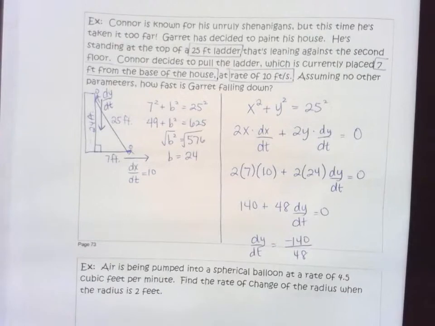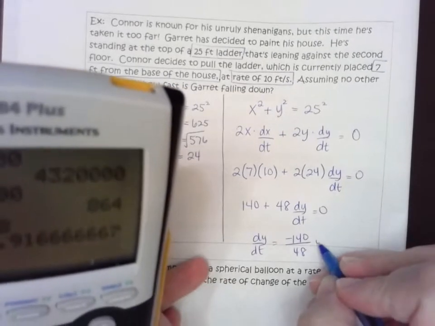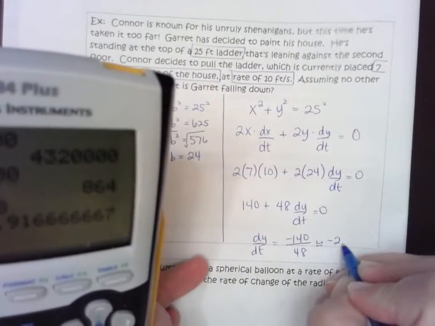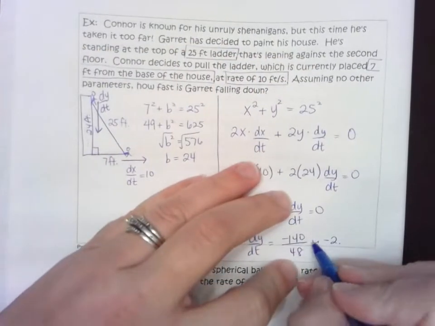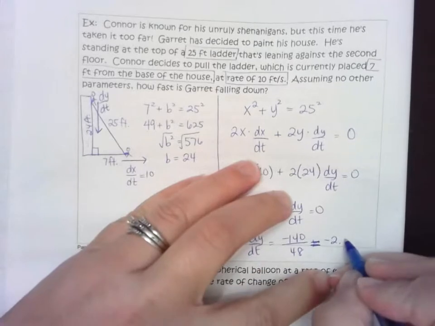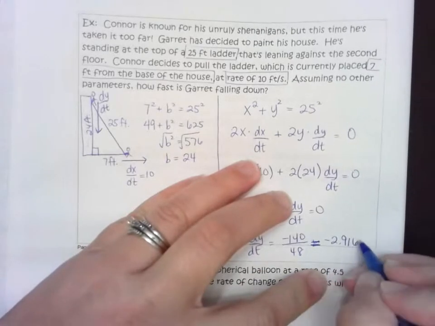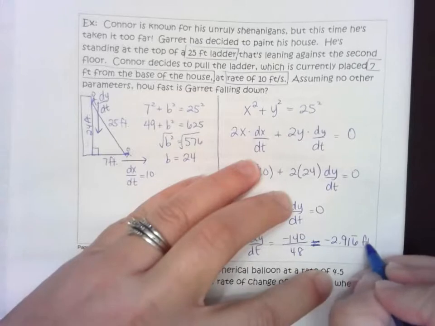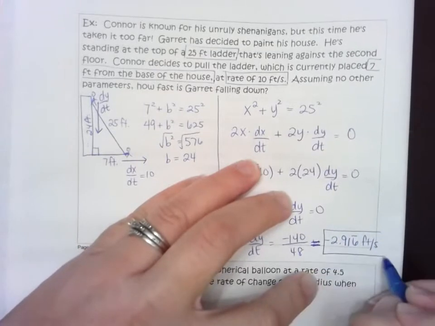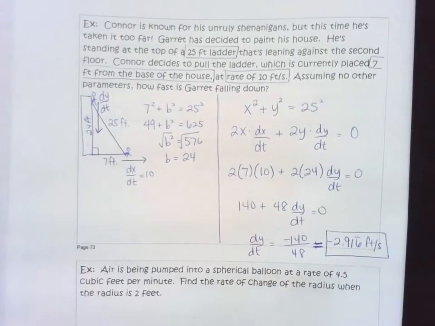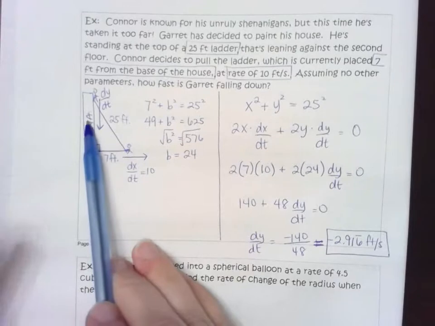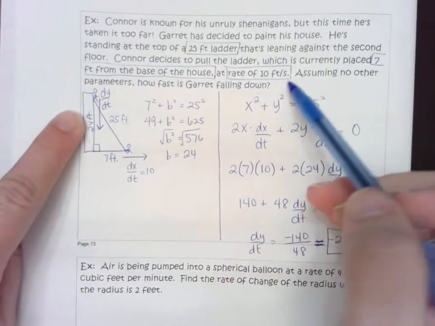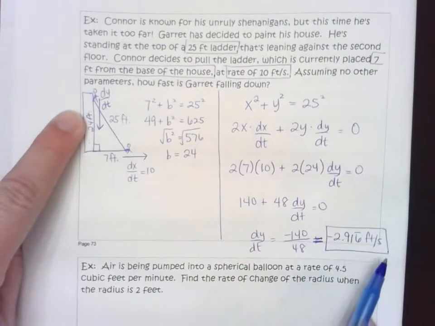So what does that look like as a decimal? Something that makes a little bit more sense to the person involved. I'm going to change this to negative 2 point, I guess that's exact. You can see the repeating sixes. So I'm going to change this back to exact, 2.916 repeating feet per second. Now, how do I know that it's feet per second? The fact that it is a change in this height, measured in feet, over time, and time is measured in seconds, means that this is feet per second.